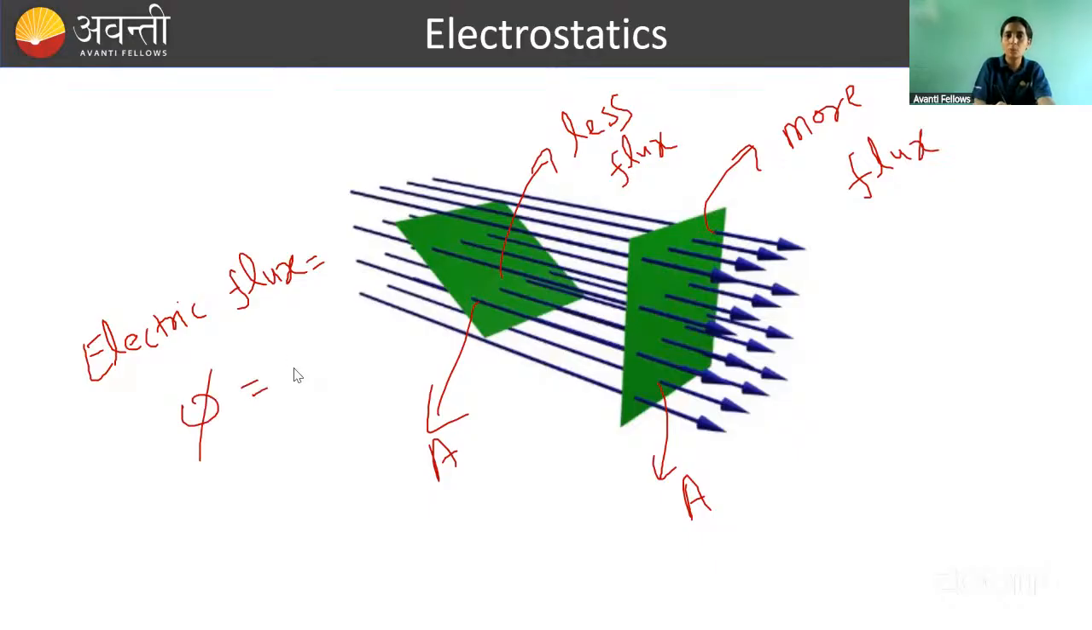And what is the formula? Formula is E dot A. यानी कि dot product of electric field and area. Here both electric field and area are vectors. ठीक है? So electric field का direction you can already see here. How to calculate the direction of area? So direction of area is nothing but it is taken to be the normal to the area.